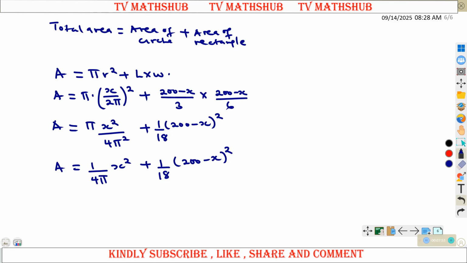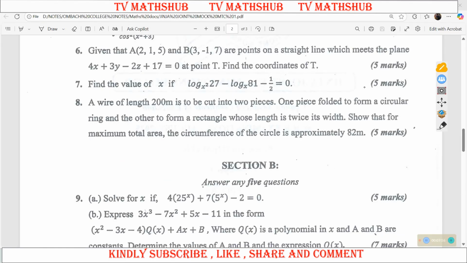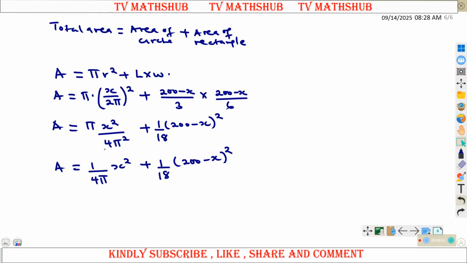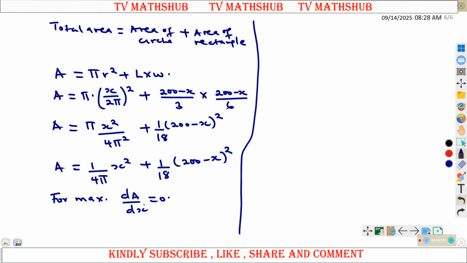So looking at the question, we are told that we need to show that for the maximum total area. Since we are talking about the maximum total area, then we must know what happens for maximum. So let us go on and say, for maximum, when you differentiate A with respect to x, this must be equal to 0. So what does that imply? It implies that we need to get the derivative of A with respect to x. So what will be dA/dx?